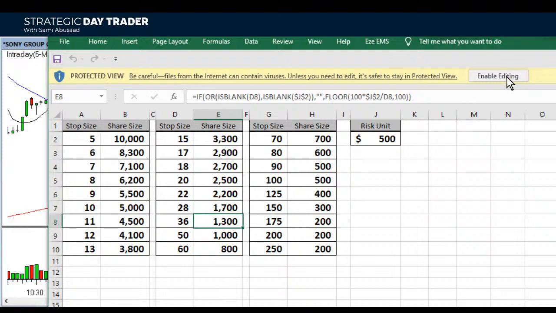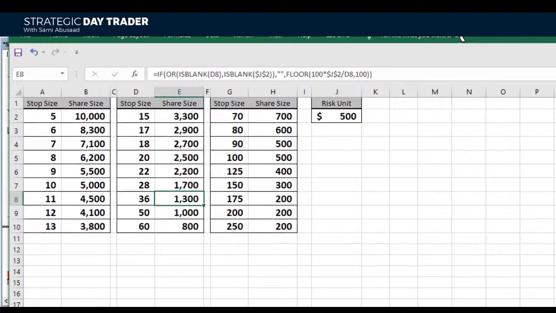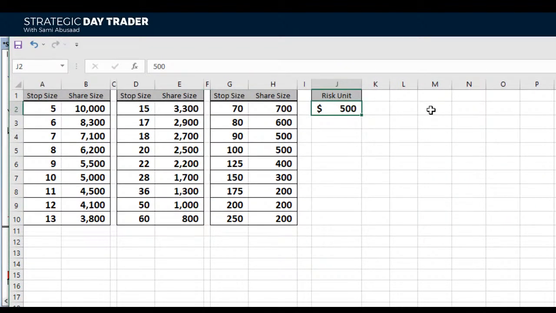This is available for you to download, and you can just change the risk amount. Change it to whatever it is that you use. Let's say you risk $300, just change it to 300, and then the formulas will update the numbers. 400, 100, so it's available to you. Got it? So that's how I size shares.